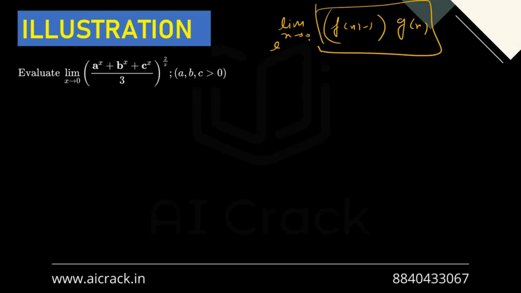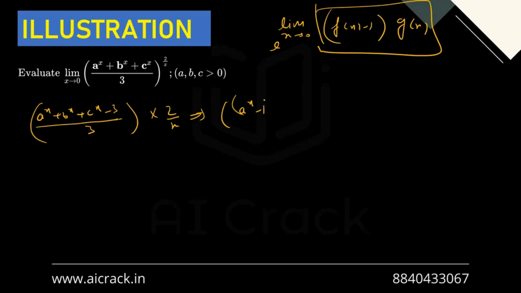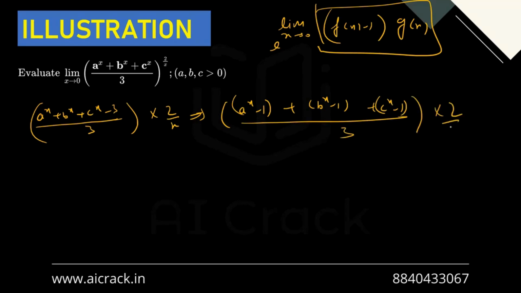We have f(x) minus 1 as (a raised power x plus b raised power x plus c raised power x) divided by 3 minus 1, multiplied by 2 by x. Now if we take the LCM over here, it would become minus 3. Now we'll distribute this 3, 1 over here, 1 over here, and 1 over here. So it would become a raised power x minus 1 plus b raised power x minus 1 plus c raised power x minus 1. Why did we do that? To form this kind of standard setup, right? Multiplied by 2 by x.